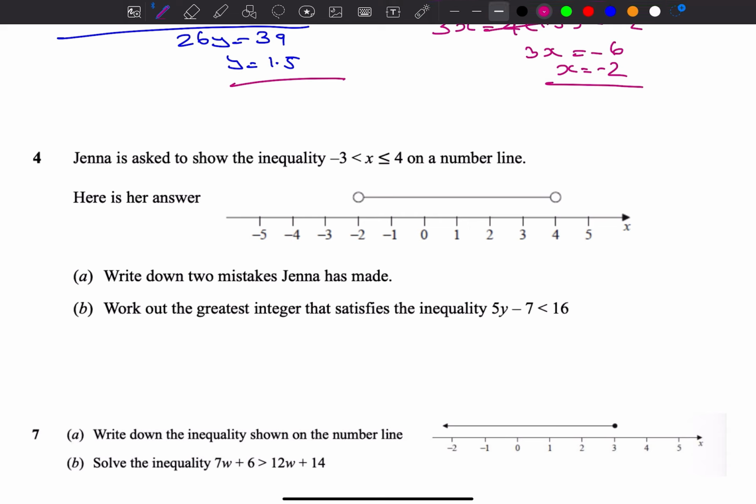Write down the mistake that she has made. So she should technically draw a circle on the minus 3 and a circle on 4. She should shade the 4 because of the equal, and then join them, more or less, in a straight line. There you go.